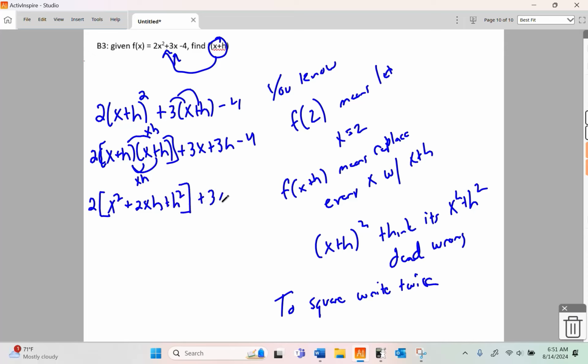Then we have our plus 3x, plus 3h, and the minus 4. Now we're going to invoke the distributive property here. 2 times x squared is 2x squared. 2 times 2 is 4, so 4xh plus h squared plus 3x plus 3h minus 4. I don't see any like terms, so this thing is done. It's not pretty, but it's done.